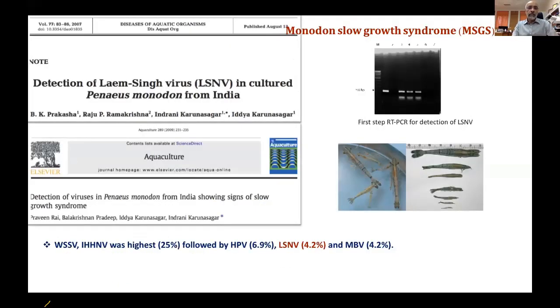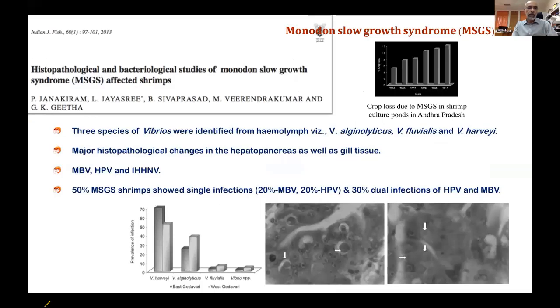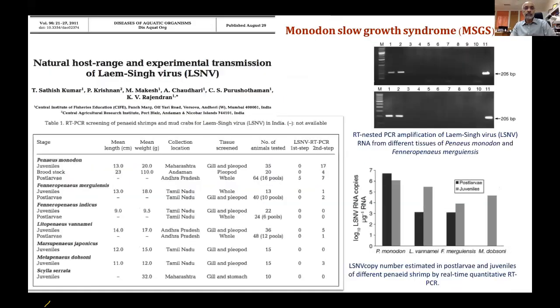And even in India, we have detected Limsing virus, and we also observed monodon slow growth very predominantly in the majority of the shrimp growing states in India. You can see in one of the studies from Andhra Pradesh, they found MBV, HPV, IHHNV, and even Vibrio parahaemolyticus. They are all associated with this particular disease condition. But again, we failed to identify the exact cause of that disease.